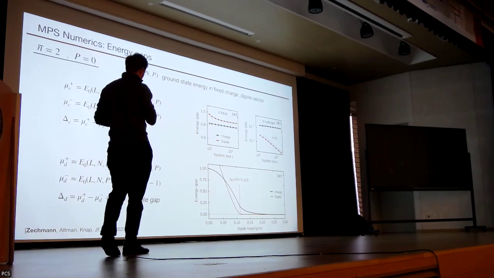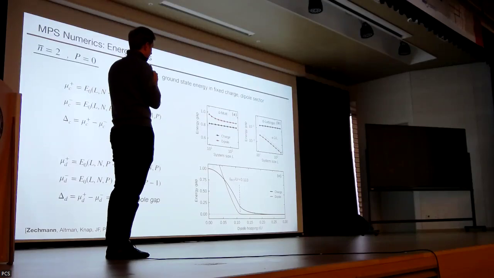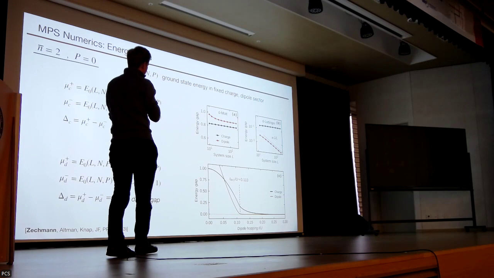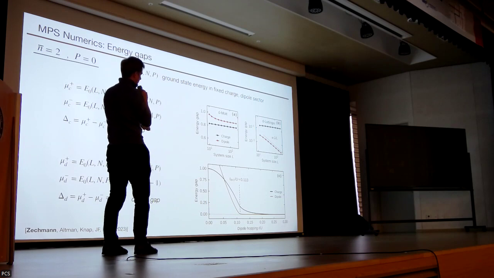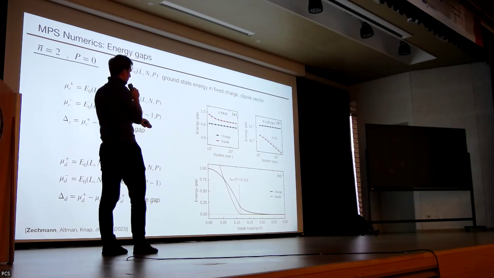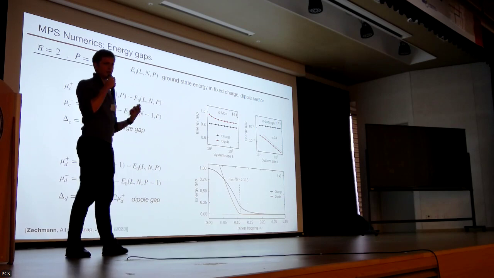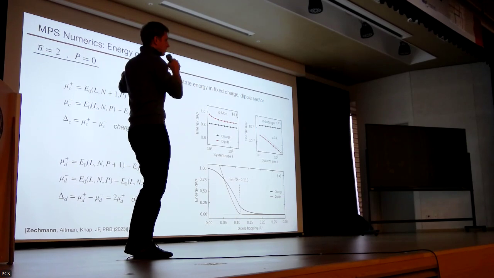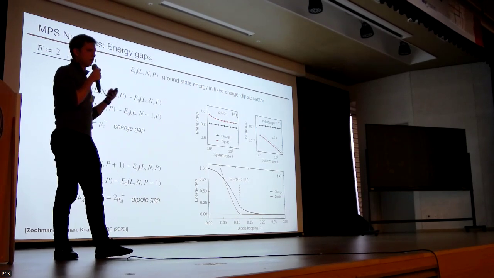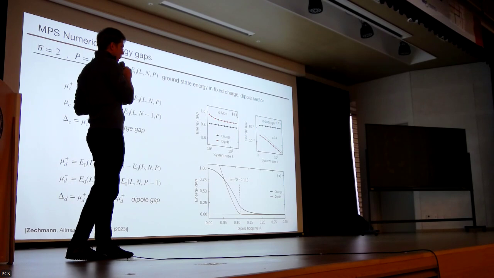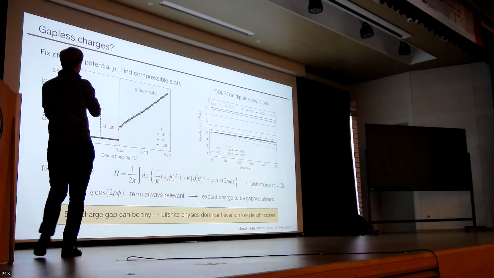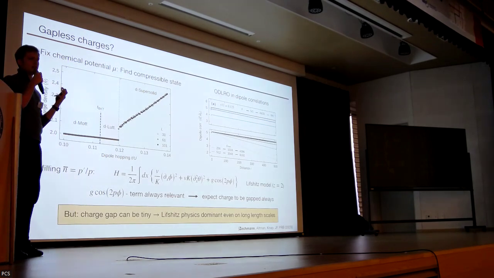So here one could ask, can we also get another transition where the charge becomes gapless as well? Actually, in this case, what we find is that charge always remains gapped out, even though the gap does become very small. But this was a simulation where we essentially fixed the particle number or the density to a given number. What we can also do is a grand canonical calculation where instead we fix the chemical potential, but the charge is allowed to vary.